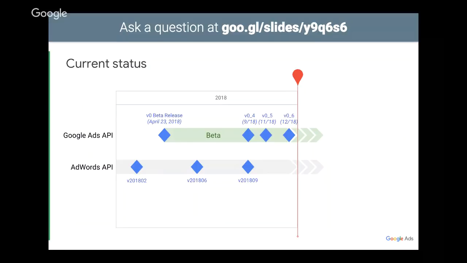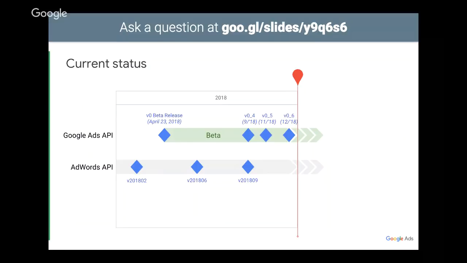On April 23rd, we released the V0, the first version of the Google Ads API beta. The AdWords API, since then, has had two releases on our regular release schedule. Our version 2018-06 and our version 2018-09 of the AdWords API have been released. And in that same time, we've also iterated the beta program and had V04, V05, and just last week we released V06, the latest pretty significant release of the Google Ads API beta.